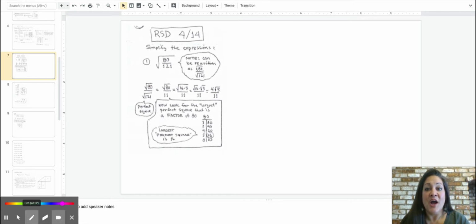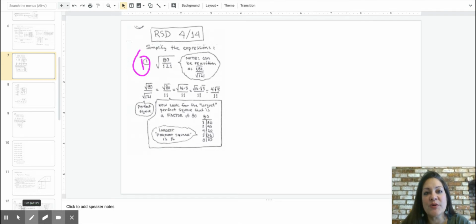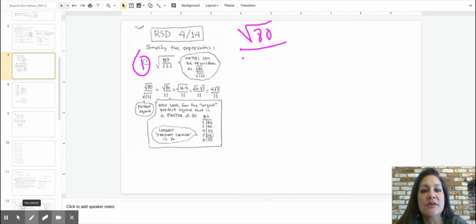and that bugged me. Okay, so number 1, we are going to simplify the expressions. We have, on number 1 here, square root of 80 over 121. So it says note can be rewritten as square root of 80 over square root of 121. So I'm going to do that. Square root of 80 over square root of 121.